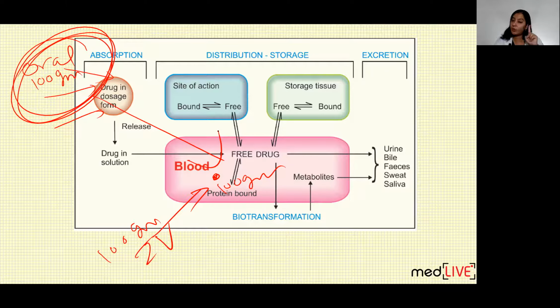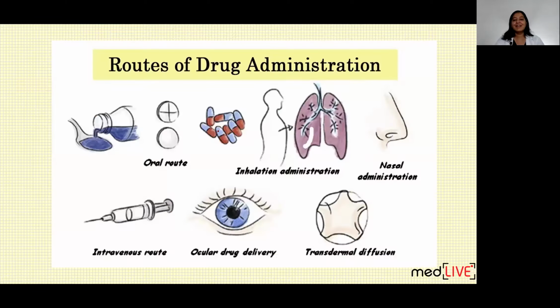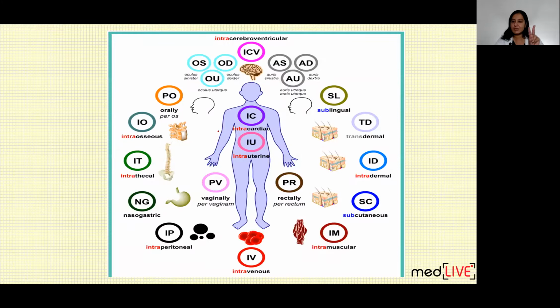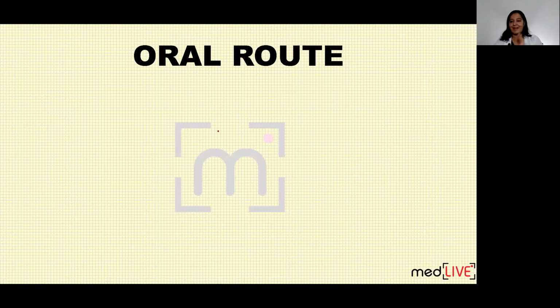Bioavailability is 100% only in one route. Which route? IV. Apart from IV, in all other routes of administration, bioavailability is never 100%. It is approximately 100 but never 100. So these are various routes. We will discuss two routes: first the oral route and then the IV route. Two important routes. The oral route is the most common route of drug administration.